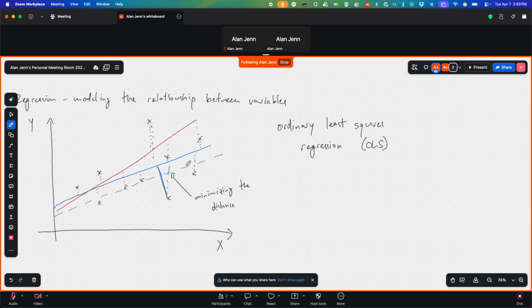But is that the only way to do it? What's a different way of making sure that they're not subtracting away from each other? Yeah, absolute value. You could do the absolute value, and so you could actually do ordinary least absolute value regression. That is a thing. But actually, we don't do that for historical reasons.